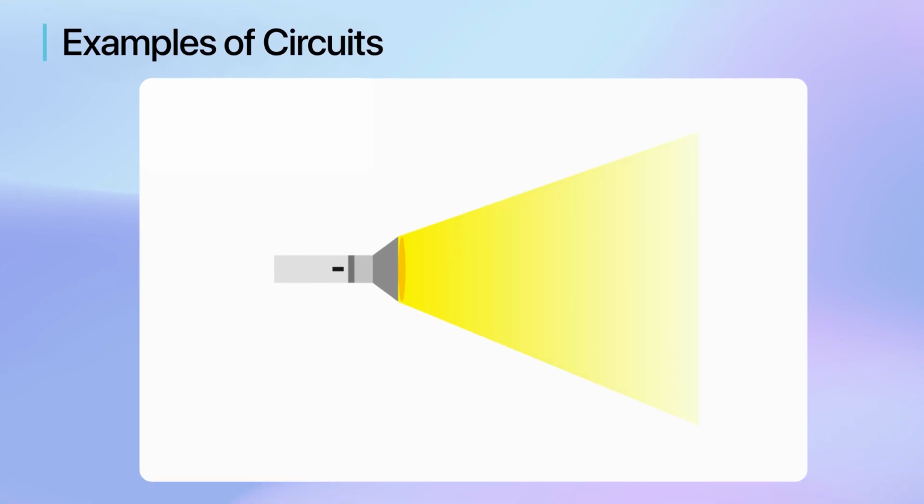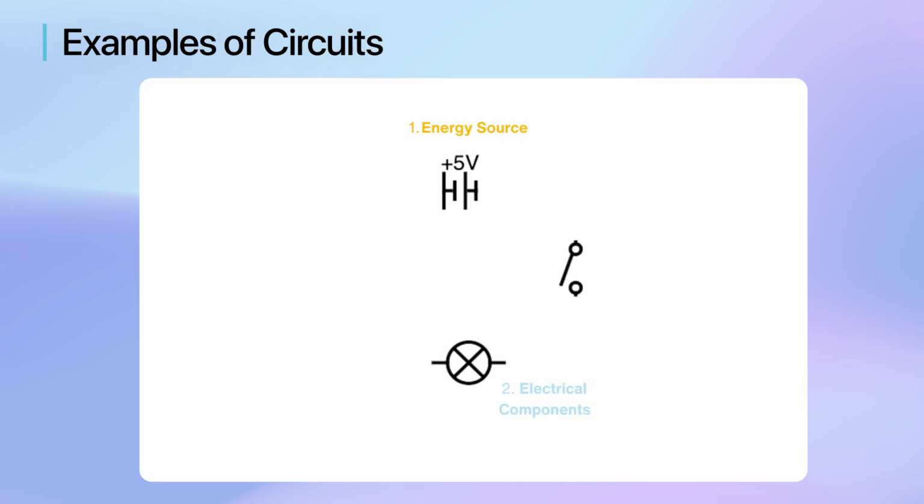Let's look at a simplified circuit diagram for a flashlight as an example. First, let's look at its energy source. The flashlight uses a cell, a battery, as the energy source. In the diagram, this is shown by the battery symbol. Now we will look at the electrical components. The electrical component here is the lamp, which is symbolized as a circle with a cross. We also have a switch to turn the circuit on and off.